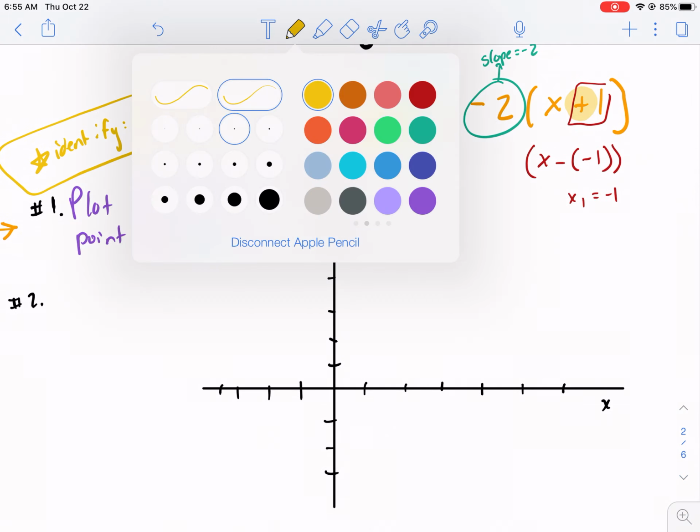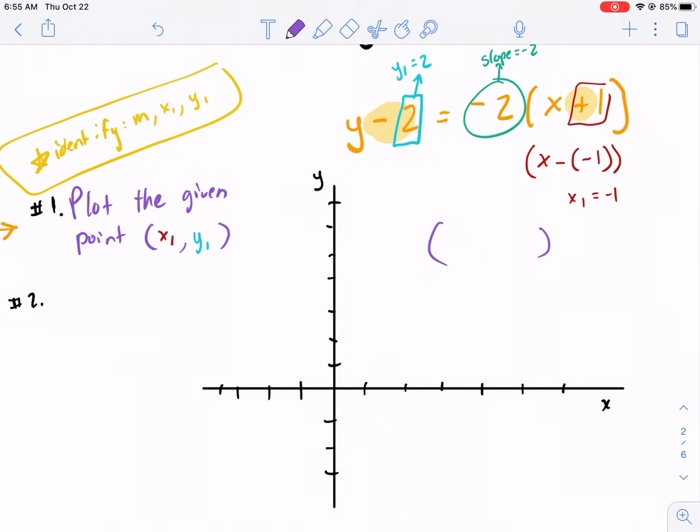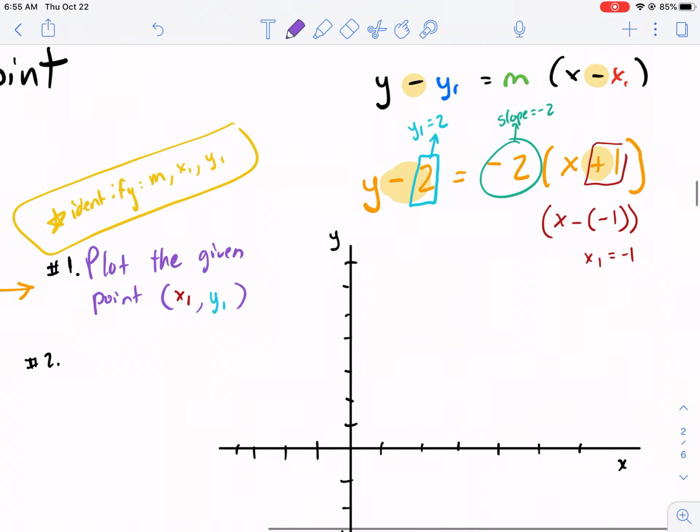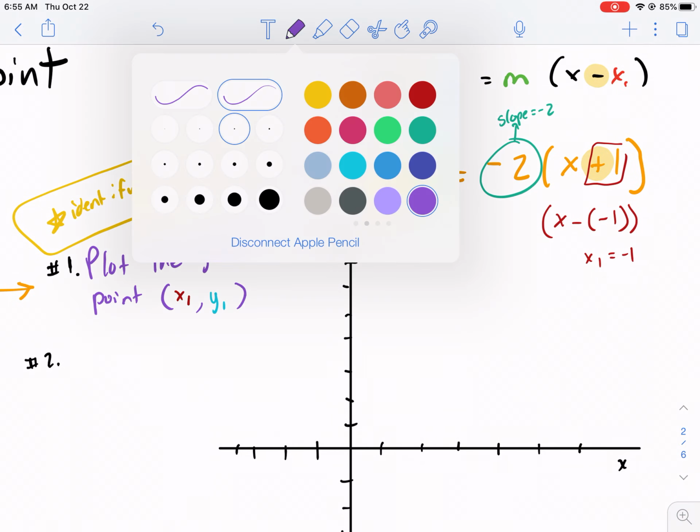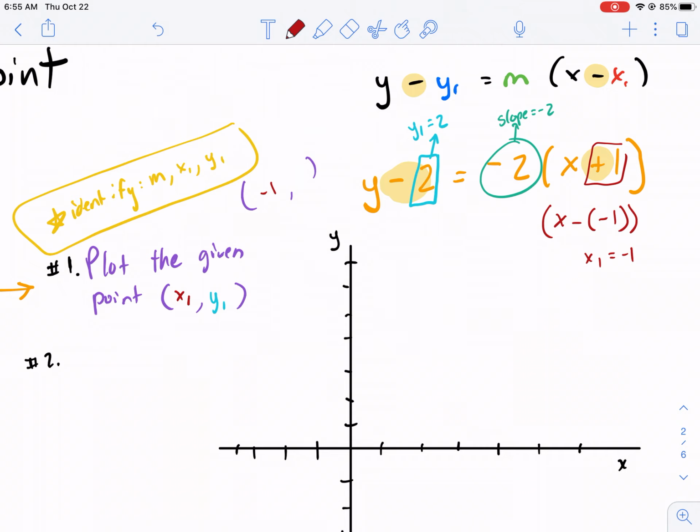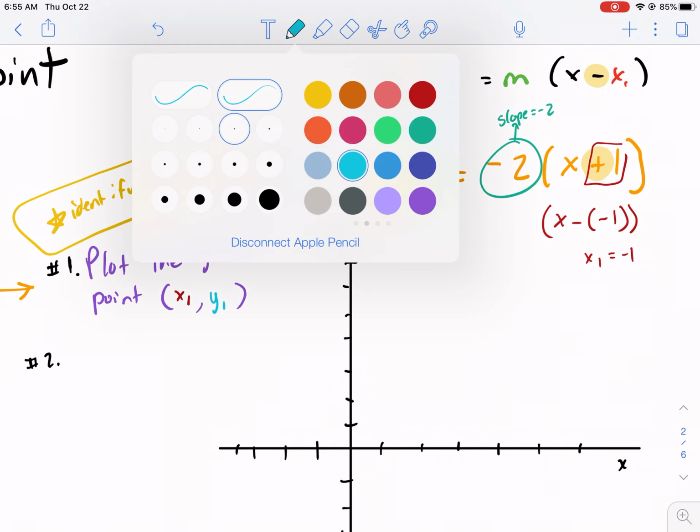So if we were to write this as a point, it would be what? Well, I shouldn't put it there. That's right in the middle of my graph. What am I doing? Let's put it here. So my x1, I already said, is negative 1, and I already said my y1 is 2. So I'm going to go to the point negative 1, 2.